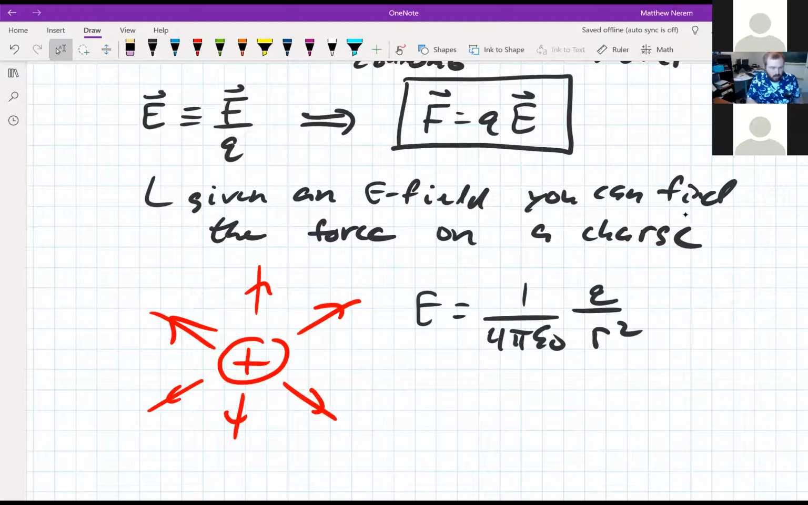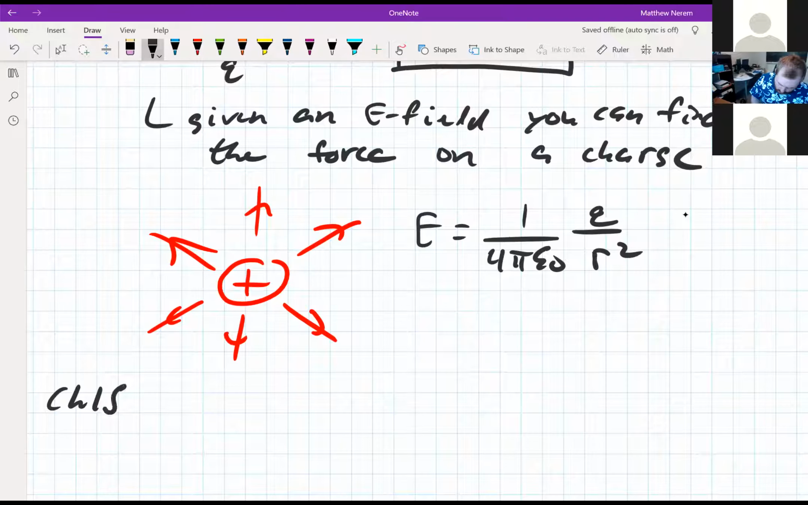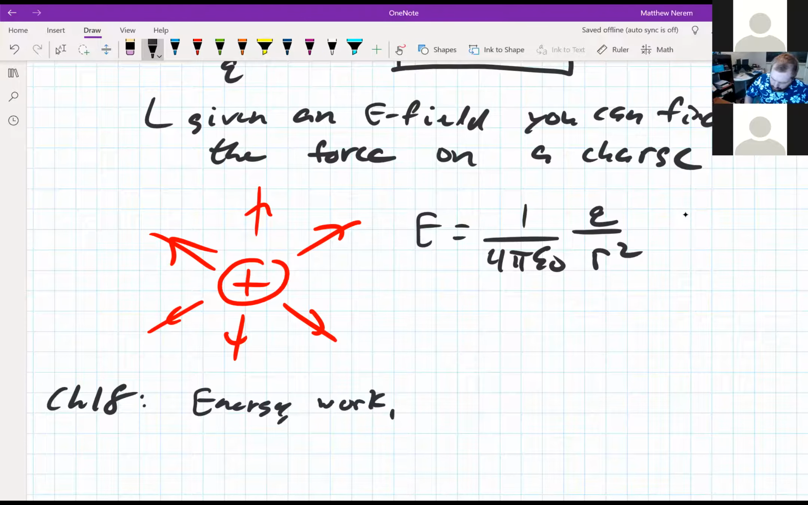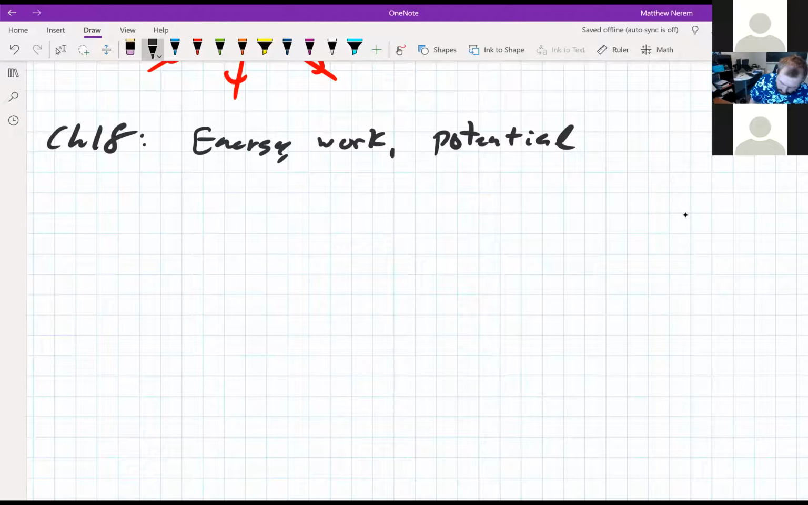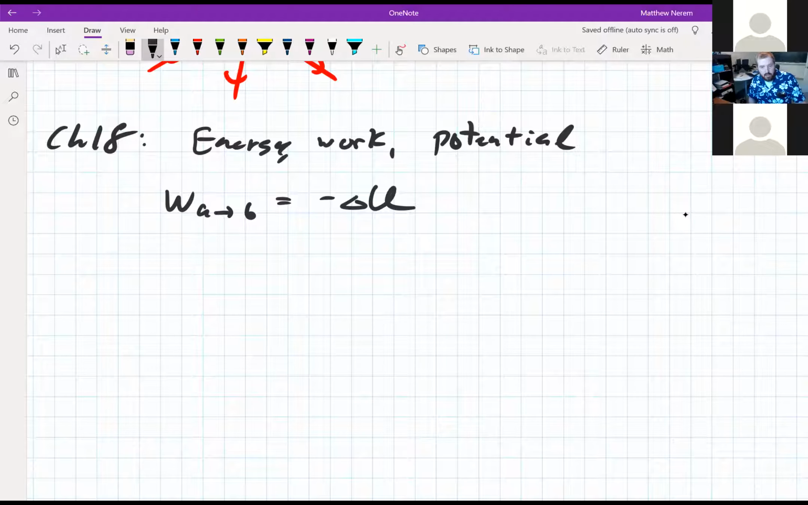So, anything else I want to say in chapter 17 specifically? Right now, we're just doing a conceptual overview, so let's keep going on. Chapter 18: energy, work, potential. All right, those are those concepts. Big one: the work to go from A to B is the minus change in potential energy.